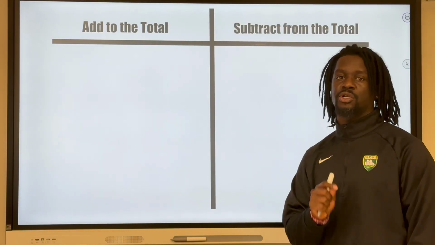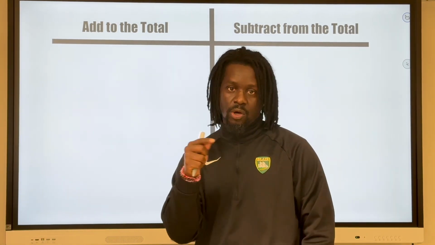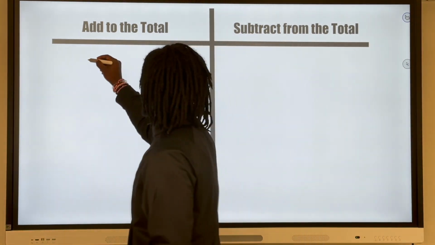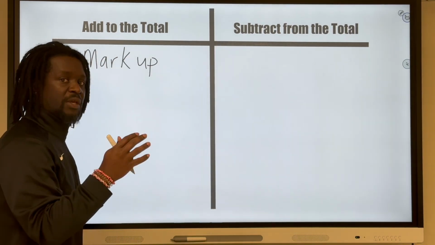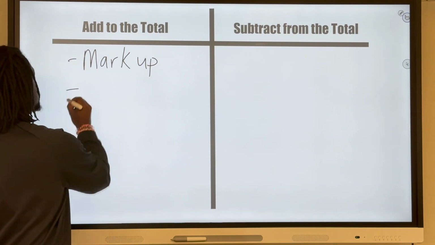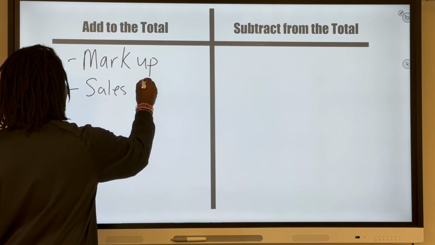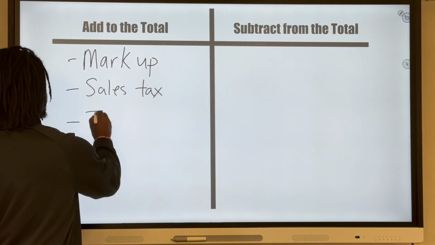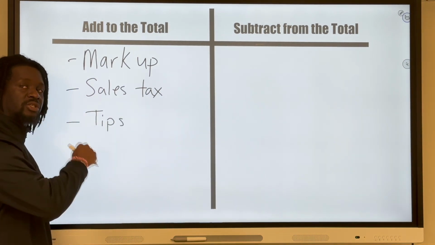I wanted to give you this chart because this is going to really help you organize the information and know what to do when. So you're going to add it to the price or to the total when you are dealing with a markup. When you have a markup, you're going to figure out the percentage and add it to the original price. You do the same thing when you have sales tax. Again, that's going to be added to the original price. Also with tips, those things are being added to the original price.